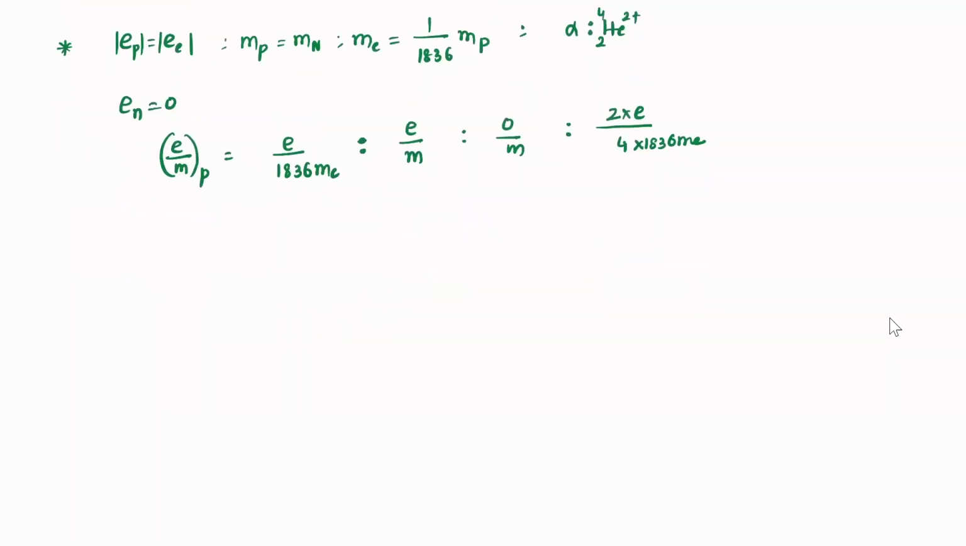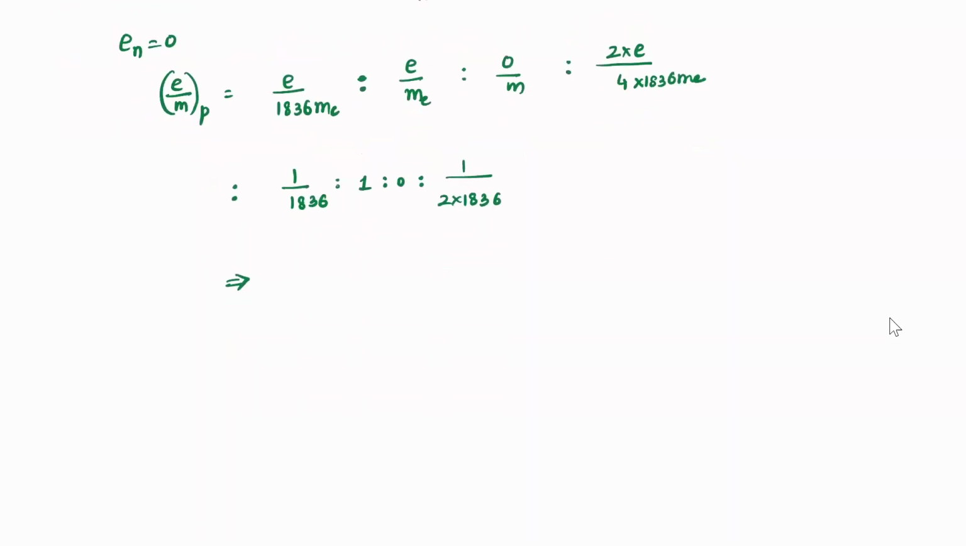Now if you notice the ratio which we can take, this will be anyway 0, and E by M, E by M, E by M will get cancelled here. So what do we get here? The ratio will be 1 by 1836 is to 1 is to 0 is to, this would be 1 by 2 times of 1836. So in case if I multiply this by 2 times of 1836, I will get this as 2 divided by 1836 is to 0 is to 1.